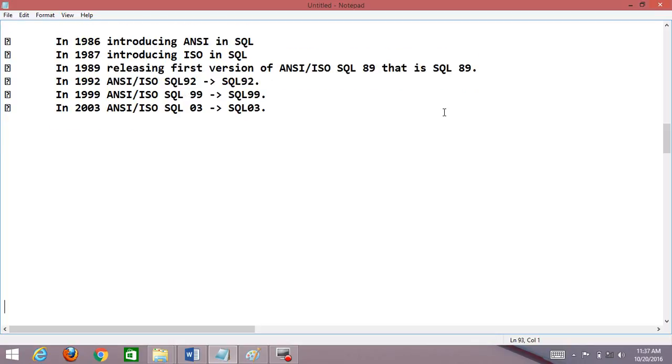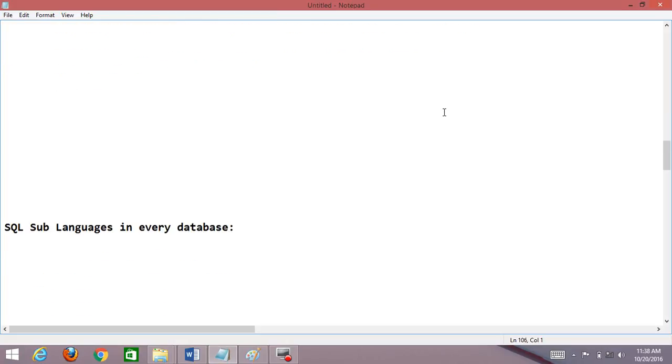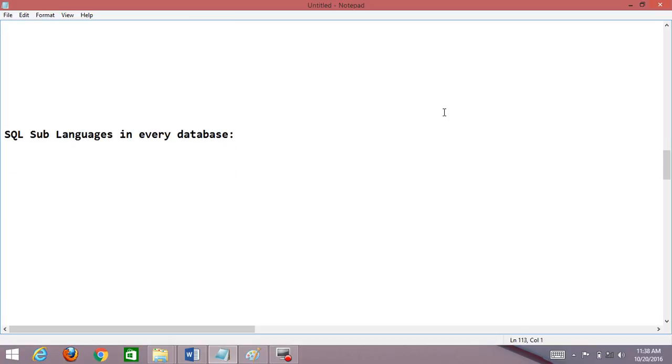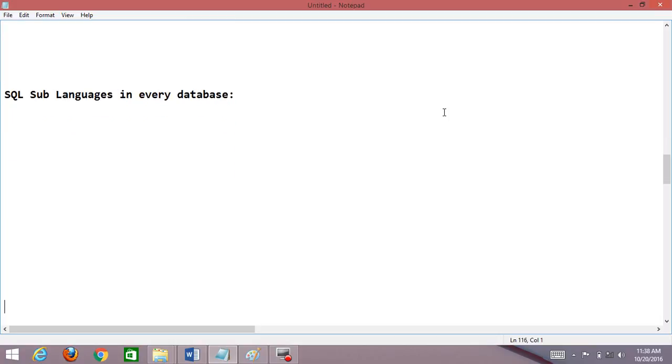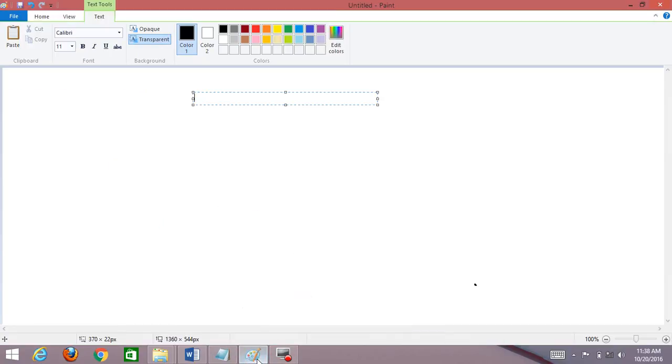Then go to how to store the data. Subqueries of every database are a very important topic. If you do not observe, then I will write all these things.